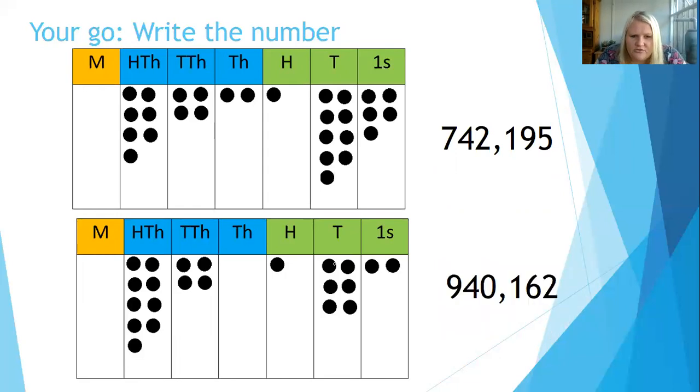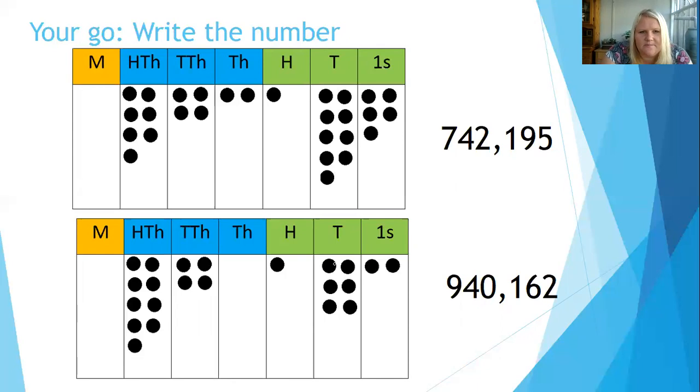940,162. Got 9 in the 100,000s, 4 10,000s, no thousands, 1 hundred, 6 tens, and 2 ones. 940,162. Well done for giving them a go.